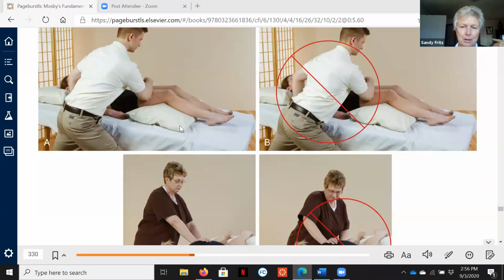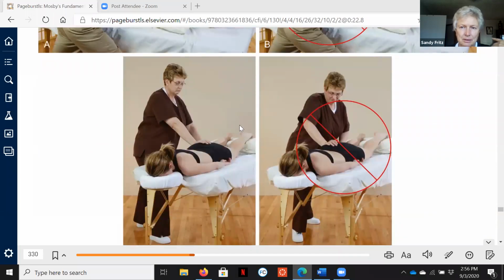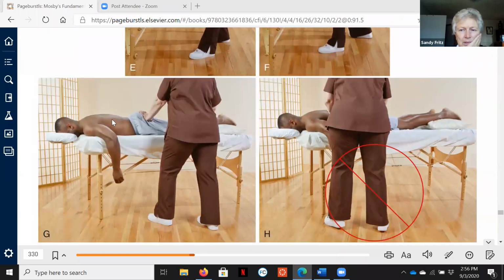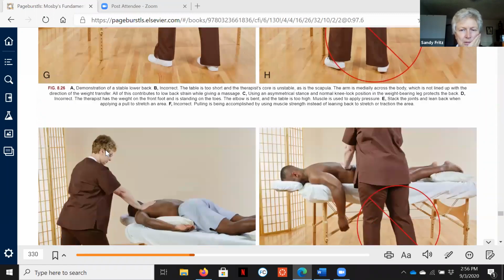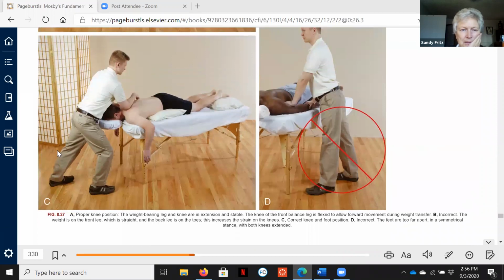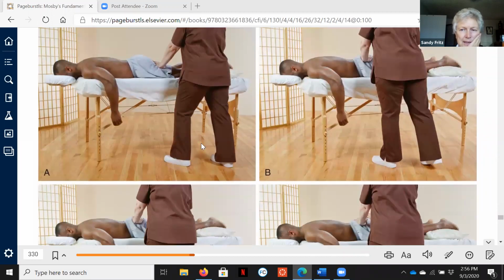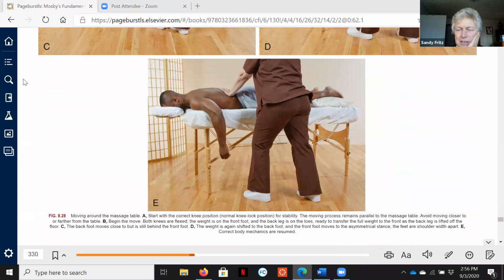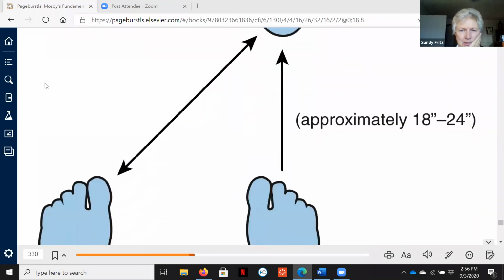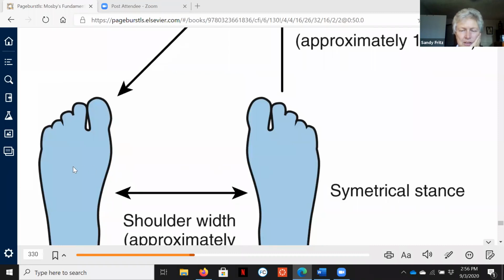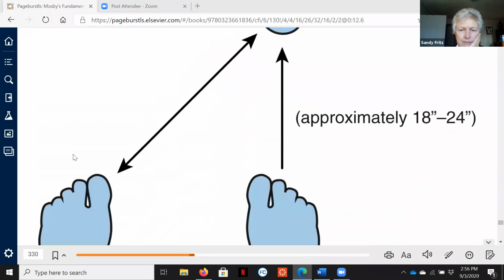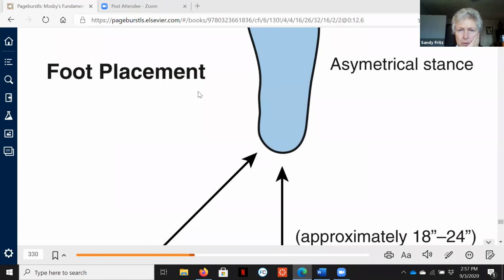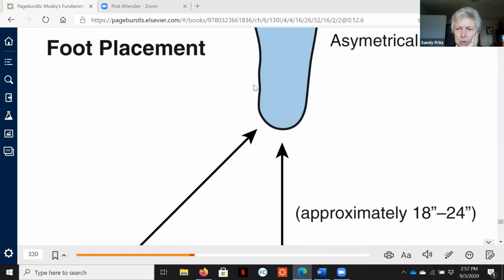I see this a lot, people all twisted up or on top of the stroke like this, instead of leaning, or hunched over. Feet position non-optimal. Having the weight on the wrong foot. Not being able to move efficiently around a massage table. So this schematic here gives you about how far apart your feet are, shoulder width, and then the front foot when you go into the asymmetrical stance, about how far forward that is.